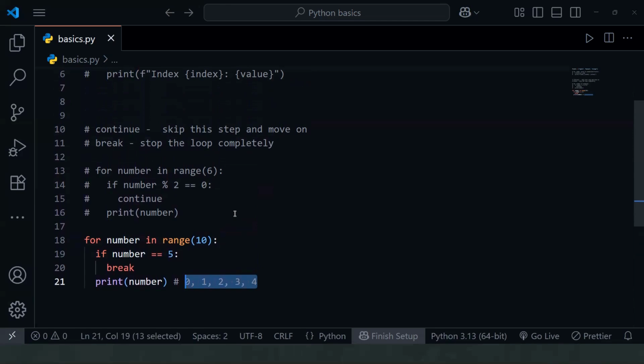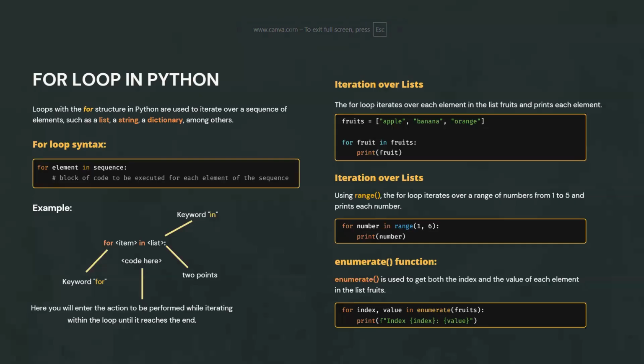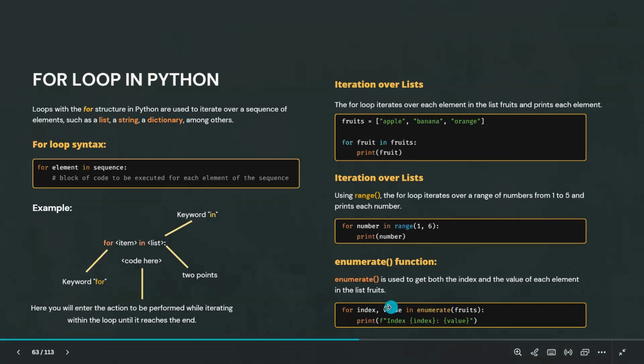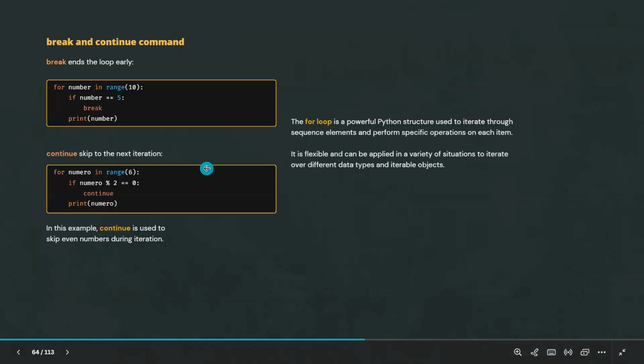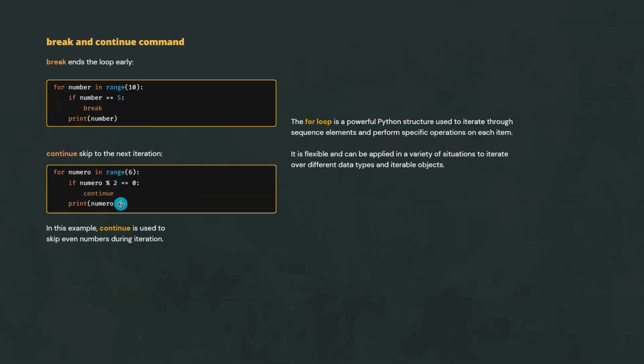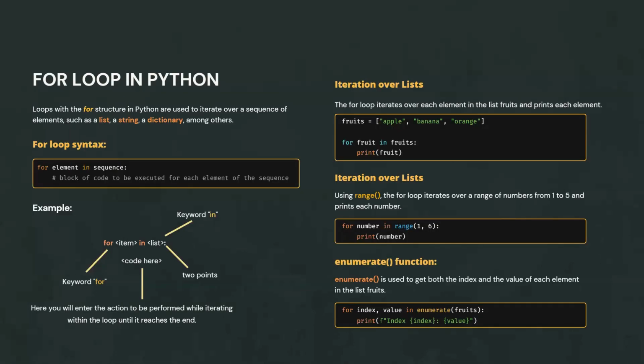So to recap, for loops help us go through the sequences. Range gives us the values, and we also have the enumerate function to get the index and value. Continue will skip the entire step, but break will end the loop early. Loops are like the heartbeat of programming. They keep things running smoothly.